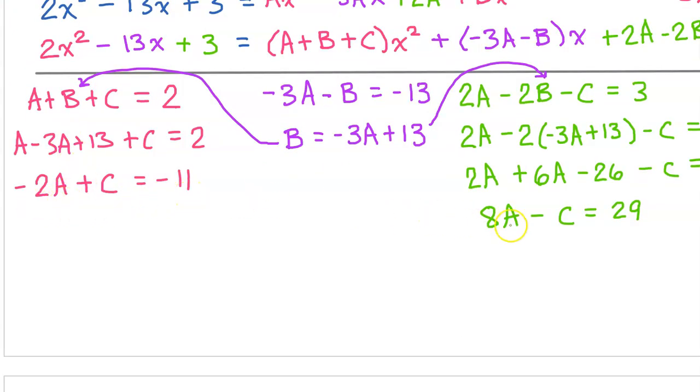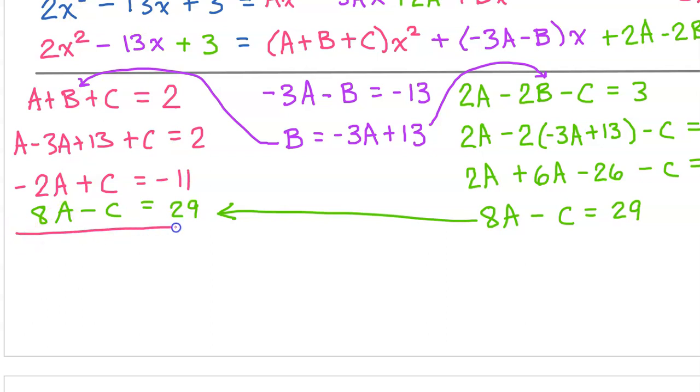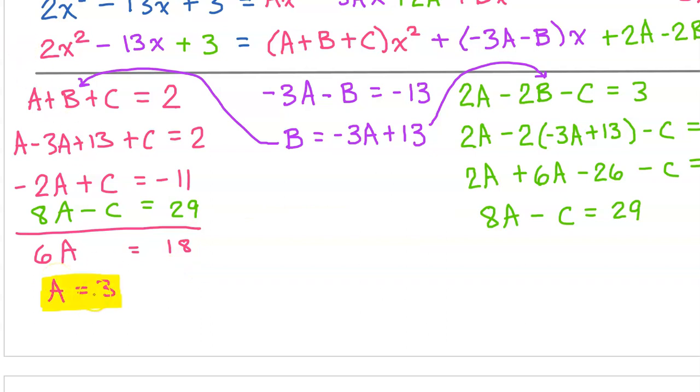Notice that the red equation and the green equation are both written in terms of a and c. We can combine these and solve them using elimination. So I'm just going to bring this over here and line it up. So we have 8a minus c is equal to 29. Combining like terms gives us 6a is equal to 18. Dividing both sides by 6, and we get a is equal to 3. 1 down, 2 to go.